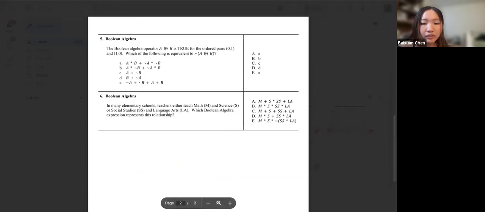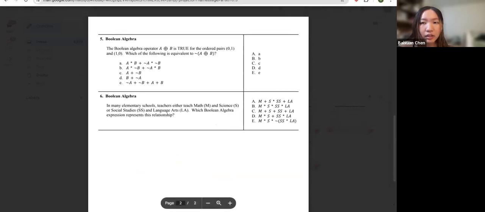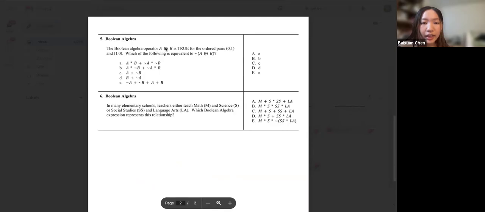Then we have number 5. The Boolean algebra operator A XOR B is only true for the ordered pairs 0, 1 and 1, 0. Which of the following is equivalent to not A XOR B? So not A XOR B means that it only works for the other two pairs, which are 0, 0 and 1, 1. And then we'll just check through each expression and see which one fits these two.